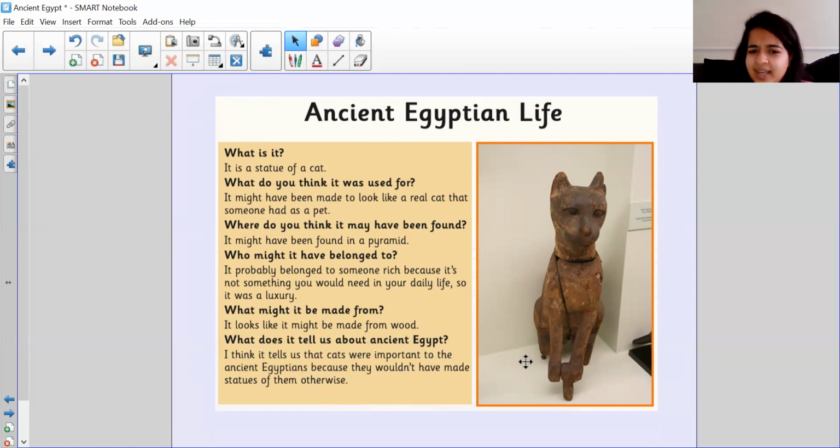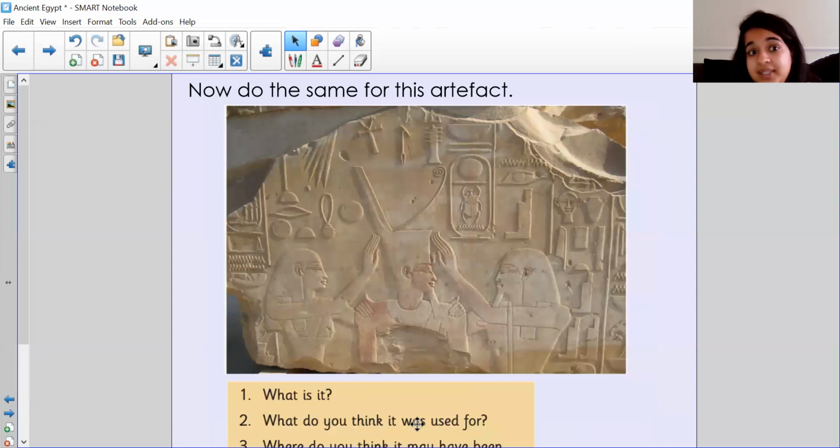Okay, so can you see my answers were slightly different to this person's, but who's to say that my answer is wrong and their answer is right? It is all a guess based on what we can see. And that is what your activity is going to be today. This is another artifact that tells us about life in ancient Egypt. Hopefully you can see that clearly, but it is part of your assignment on Teams. All you have to do is answer those same 6 questions about this artifact.